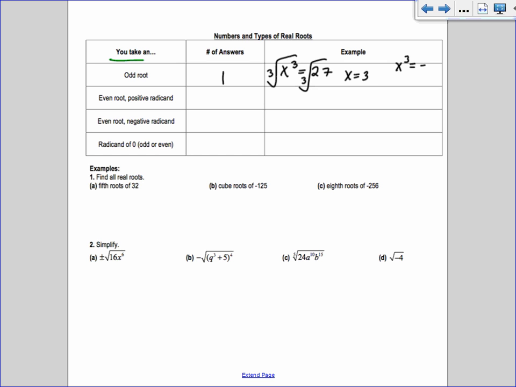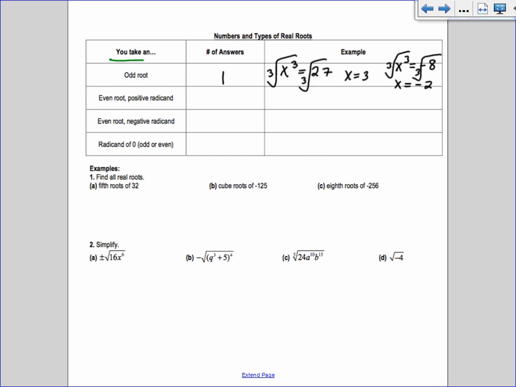If I had x cubed equals negative 8, there's a solution. I can take the cube root of negative 8. What do you guys get when you do the cube root of negative 8? Negative 2, right? So x equals negative 2. There's one answer. I did not do a plus or minus. That was the one answer.